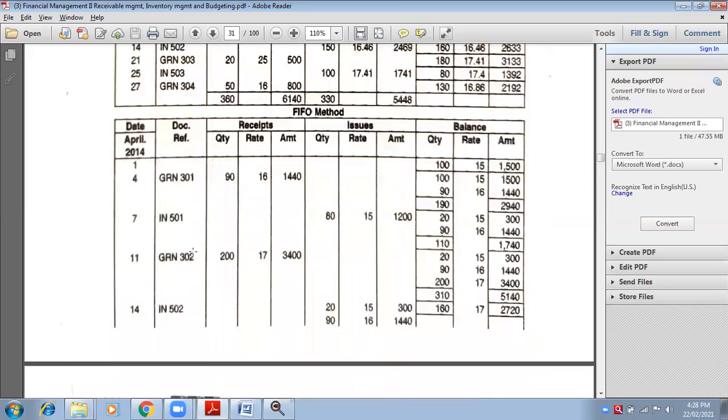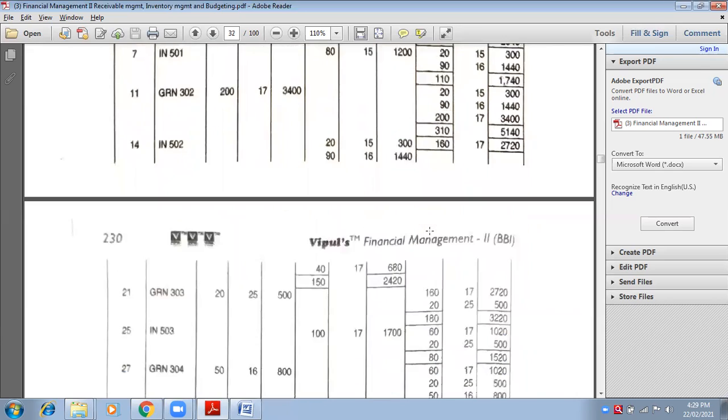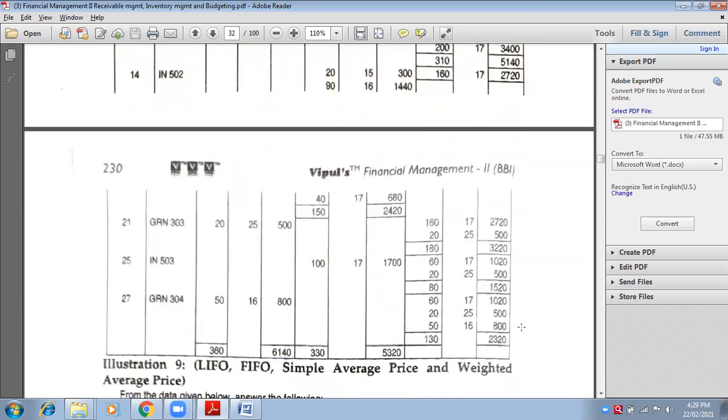You can verify from here. See, this is the FIFO method and all our answers are matching. See, they have also written it the same way. Can you see 20, 90, 200 here on the 11th date? Yes, ma'am. The last date we have is 27th, we have 60, 20, 50. So closing stock is also 60, 20, 50.